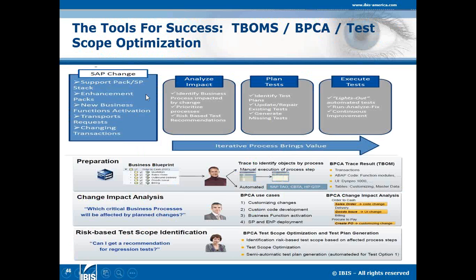So again, this is just another view of how the TBOMs, BPCA, and a new term called test scope optimization are leveraged. Again, we see SAP changes, the different types of changes. We can now analyze the impact of the change. We can plan our test. We can execute our test. And again, we're now leveraging some different tools. Again, you're seeing our trace analysis with the TBOMs, our BPCA, and our test scope optimization and test plan generation, which we'll look at here in just a minute.